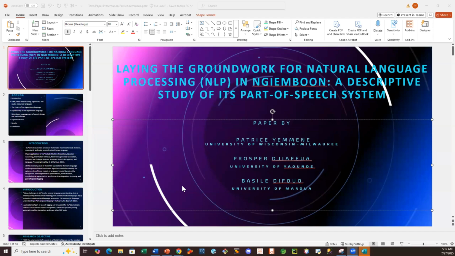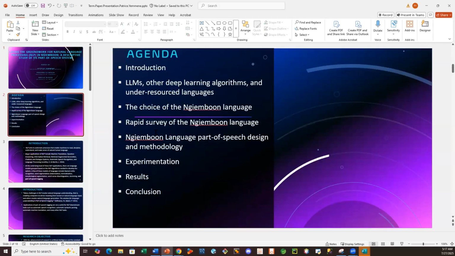In this research, basically what we are doing is laying the groundwork for natural language processing in the Ngiemboon language. From this perspective, we are reviewing a study of its part of speech system. In this presentation, I want to look at the introduction and review the large language models, other deep learning algorithms, and obviously their place within under-resourced languages.